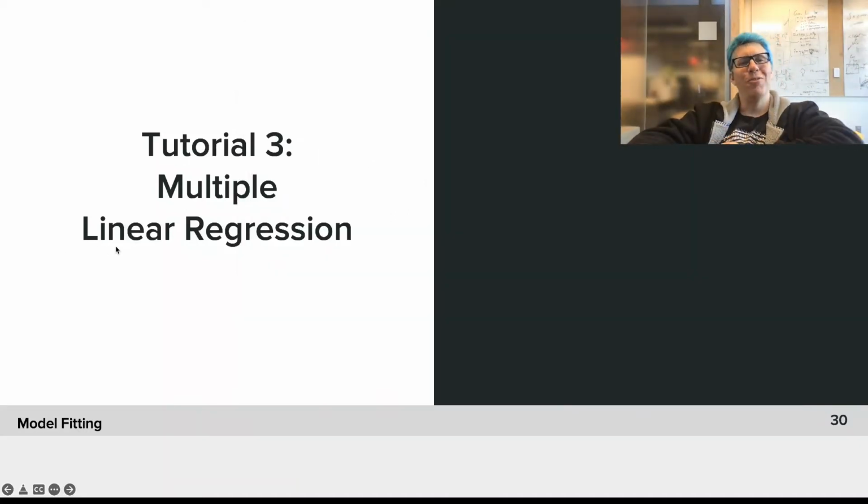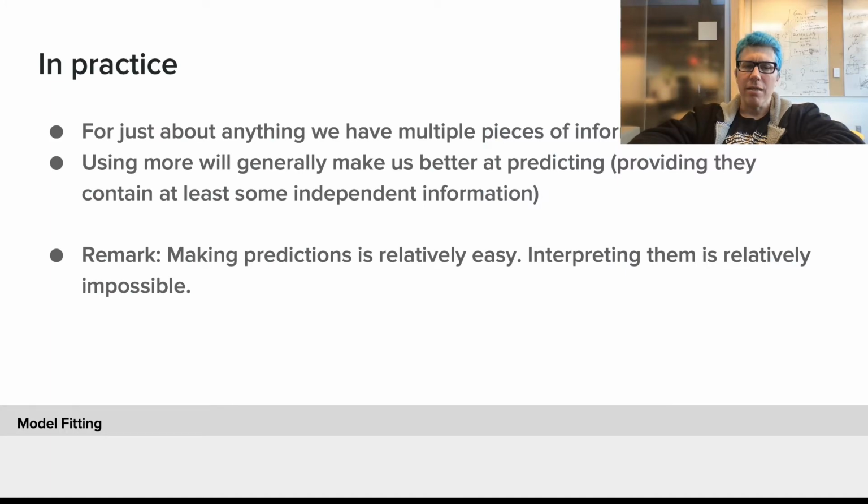So this brings us to tutorial 3, where we'll talk about multiple linear regression. Multiple linear regression is a model that is still very commonly used in lots of scenarios, and arguably is one of those models that we can really use to be sure of what our modeling does. It leads to a lot of mathematical insights.